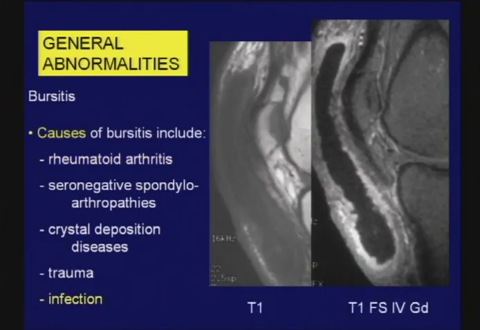Here's an example of septic bursitis in a favored location, the prepatellar bursa. Here we see a T1 weighted image with low signal in the middle of the bursa and then a lining of slightly higher signal. Here with gadolinium, the highlighting or bright signal of the synovial membrane, septic bursitis.